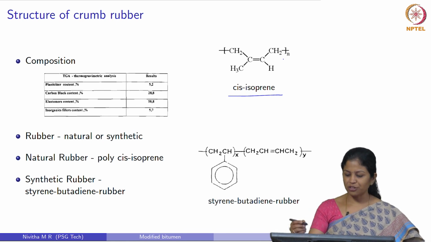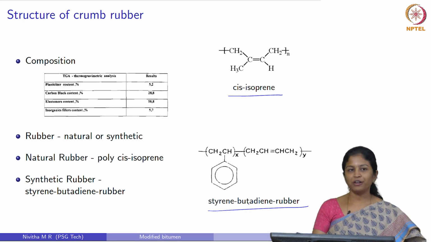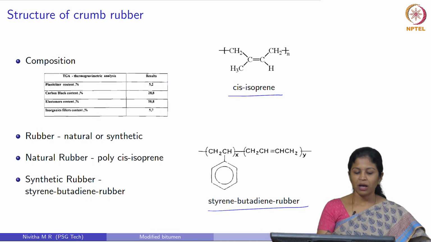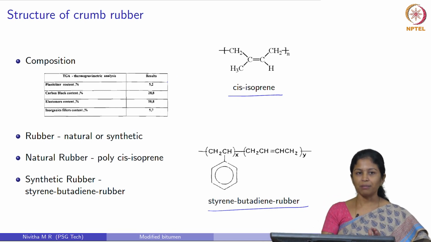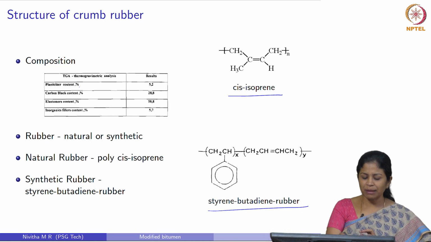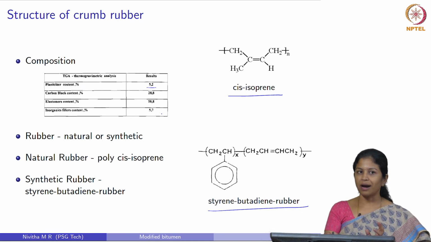So, this is natural rubber, and we have crumb rubber, the main component of which is styrene butadiene rubber. This table here shows the components of a crumb rubber. We have some amount of plasticizer, about 5%, carbon black about 28%, elastomers about 58%, and then inorganic fillers about 5.7%.